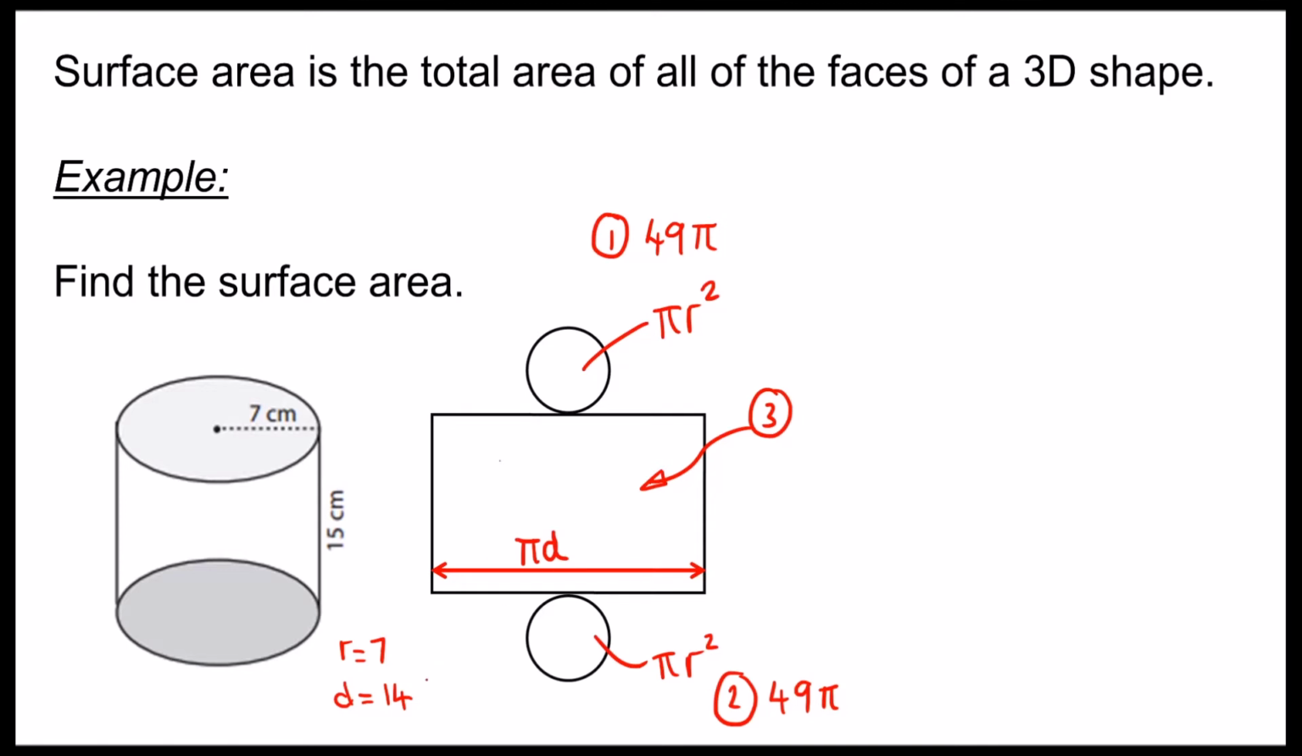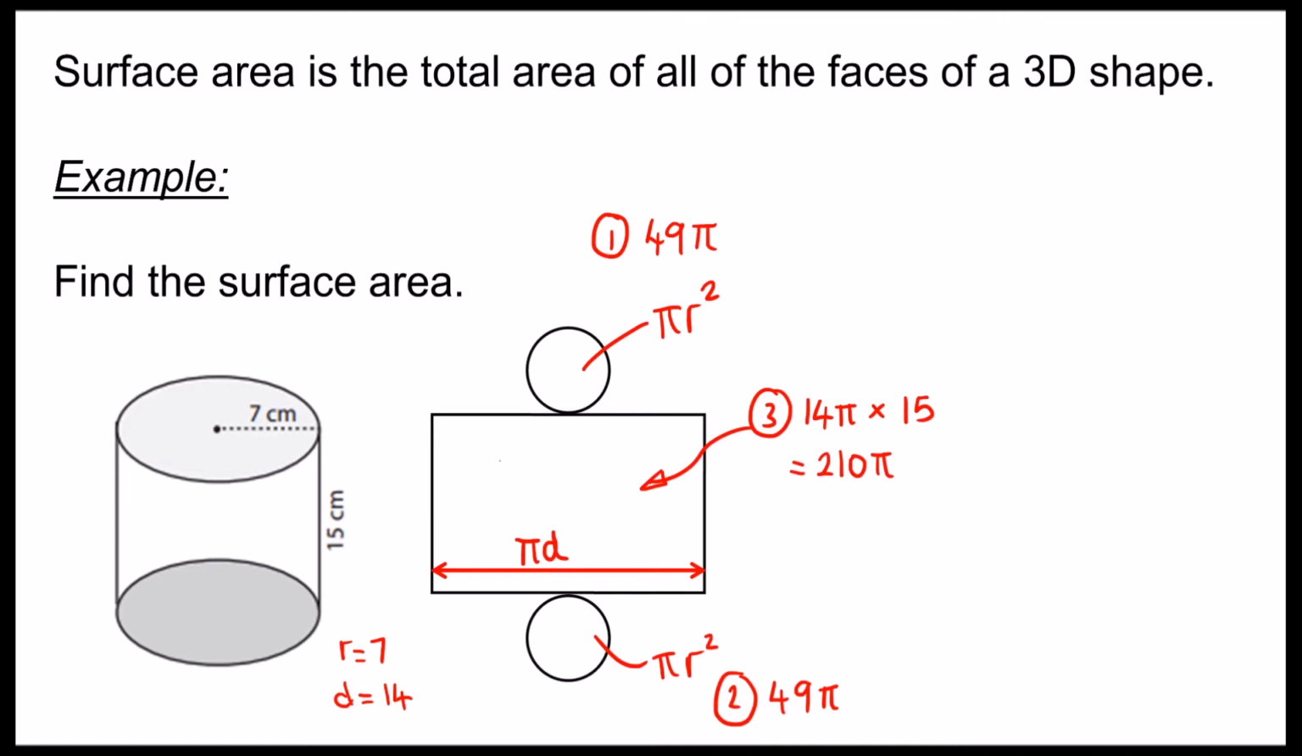Pi times diameter would mean 14 times by pi, which is 14 pi. And I then need to times this by the height of my cylinder, which is the height of my rectangle, which is 15. This gives me a final answer of 210 lots of pi. I can use my calculator to help me work that out if I need to.